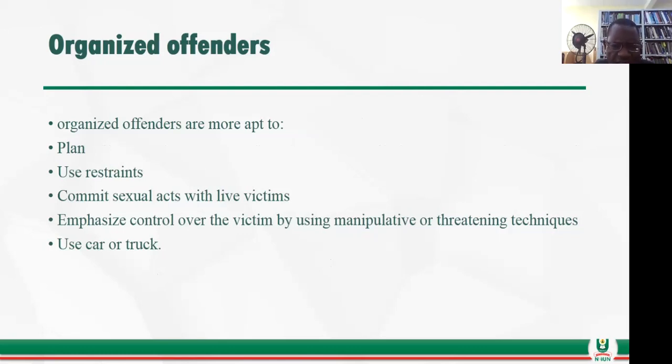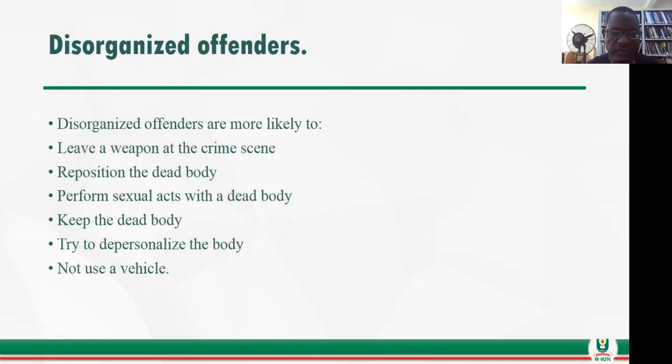Commit sexual act with a live victim. They are more dangerous criminals. They emphasize control over the victim by using manipulative or threatening techniques. Because they are organized, they can even threaten the victim. Then they use a car or truck. They can't go just like that because it's an organized crime. They used to plan so that they can narrowly escape whenever the situation is critical to them. That is how organized offenders used to organize themselves in order to succeed in any type of criminal activities. And they can plan well, they can use a vehicle in order to succeed.